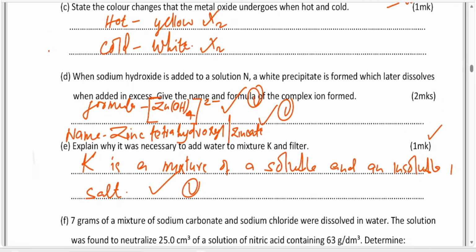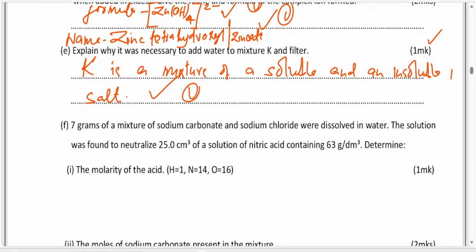Next question part. 7 grams of a mixture of sodium carbonate and sodium chloride were dissolved in water. The solution was found to neutralize 25 cubic centimeters of a solution of nitric acid that contains 63 grams per liter. Determine 1, the molarity of the acid.